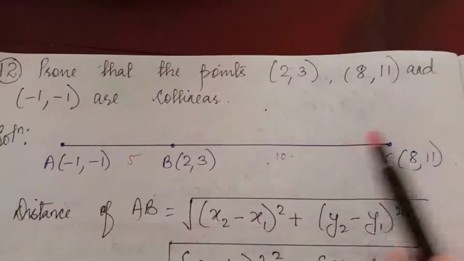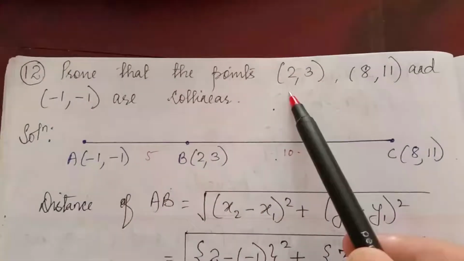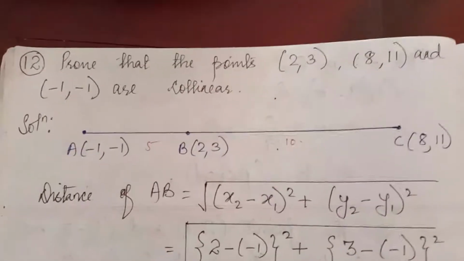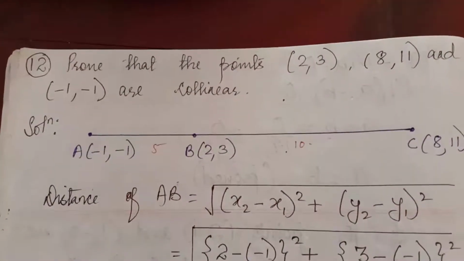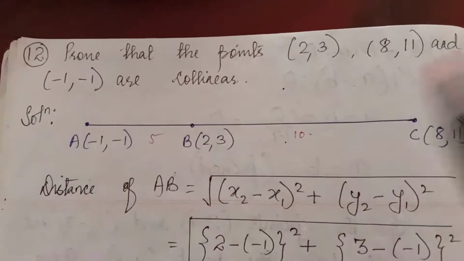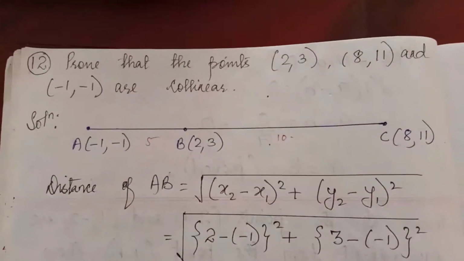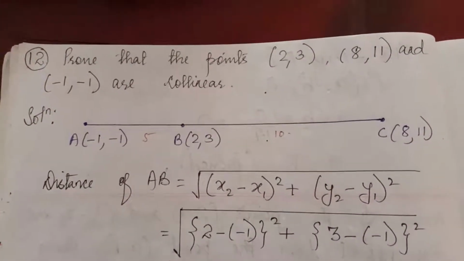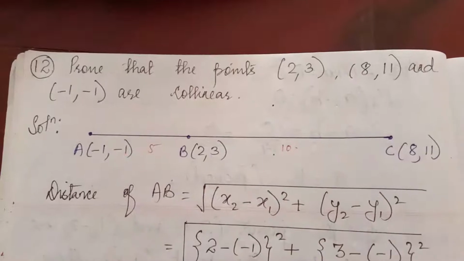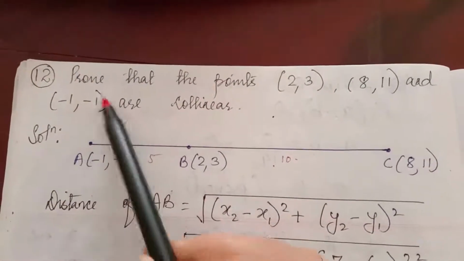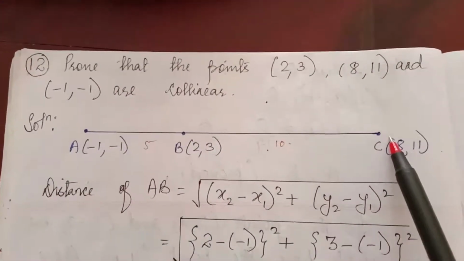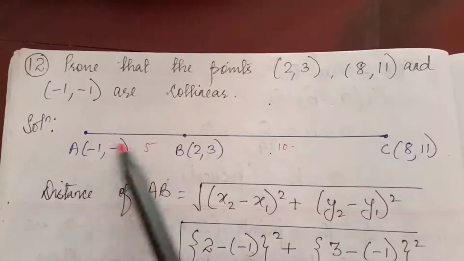Next is question number 12, okay. Prove that the points 2, 3, 8, 11 and minus 1, minus 1 are collinear. First you have to understand what you mean by collinear points. These 3 points are called collinear if they lie on the same straight line. If the points lie on the same straight line, then those points are called collinear points. So you have to prove that these 3 points lie on the same straight line. For that, we'll write this point first as A, minus 1, 1, and this point as B and this one as C. Now we have to prove these 3 points lie on this straight line.